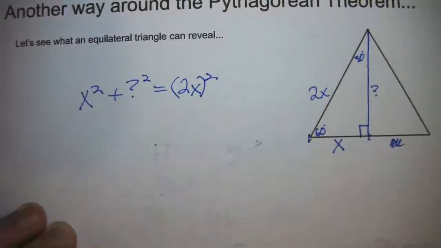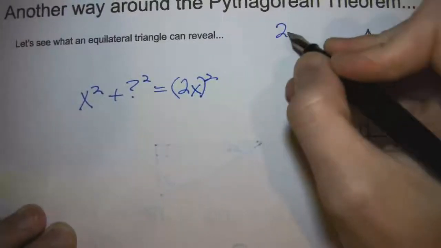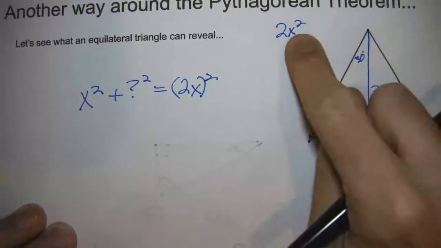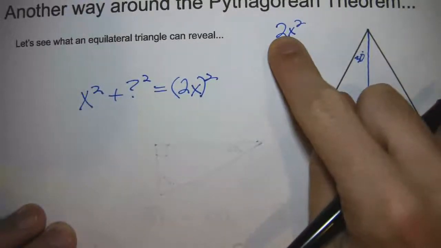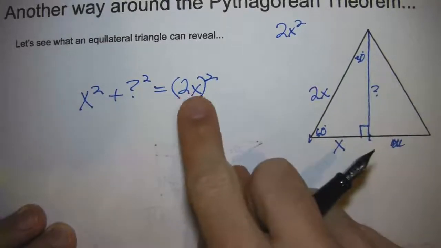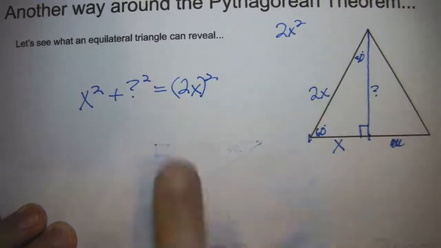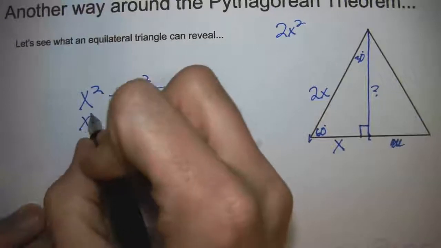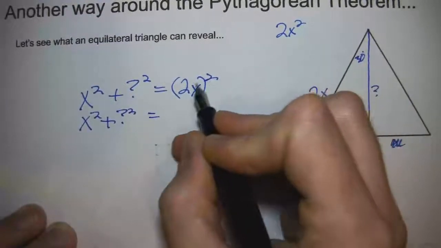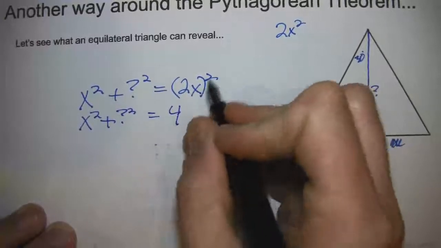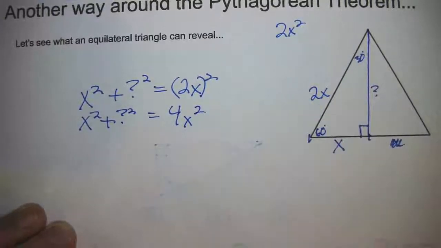Now notice I do need to use parentheses here. I can't write it like this. If I wrote it this way, the 2 for our exponent would only apply to the x and not to the 2 as well. Notice I've got to square everything, so that's why we're using parentheses. Well, let's work this out real quick. So we'll have x squared added to our unknown squared is going to be, let's see, 2 squared is 4, x squared is x squared. Cool. So that's what we've got.